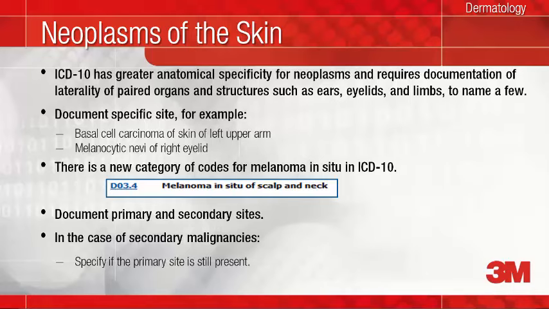For example, appropriate documentation of a malignancy would be history of basal cell carcinoma of skin of right wrist. Patient underwent a Mohs procedure 1 year ago and there is no evidence of recurrence. This documentation clearly identifies the primary site as no longer present, which is an important factor considered during code assignment.